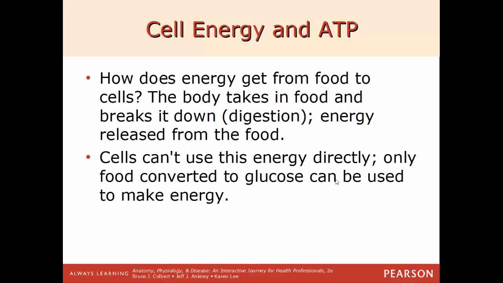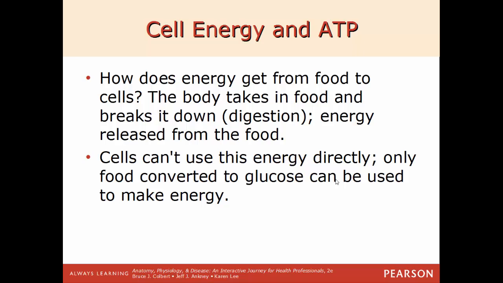Alright, next we move on to cell energy, and a very important compound, ATP. A good question is, how does energy get from the food that you eat, and how is that food turned into energy that your cells can actually use? This involves a process of digestion, taking food and breaking it down, and the energy gets released from that food. Now, cells can't use this energy directly. It has to be converted into a form of sugar, glucose. And then glucose is the main source of fuel for your cells.